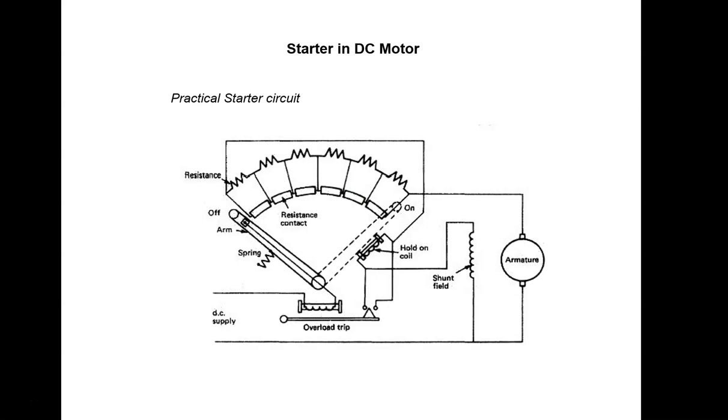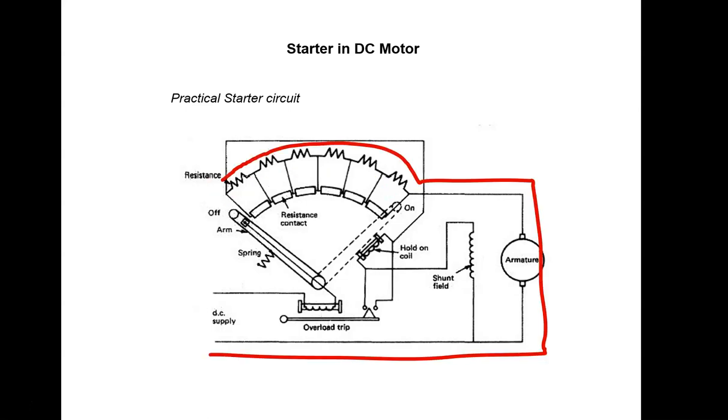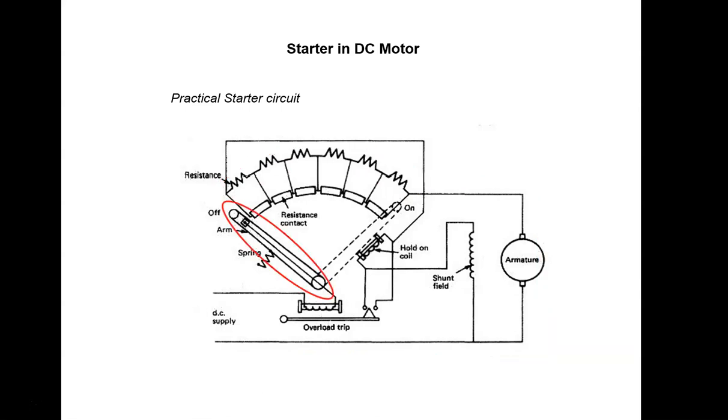This is another example of a starter circuit. In this circuit, there are 6 resistors which are connected in series with the armature. As the handle, or arm, as shown here, is moved to the different positions, the value of the armature resistance will change. Again, the electromagnet here is to hold the handle or arm in the final position. When it is in the final position, the starter resistance is 0.